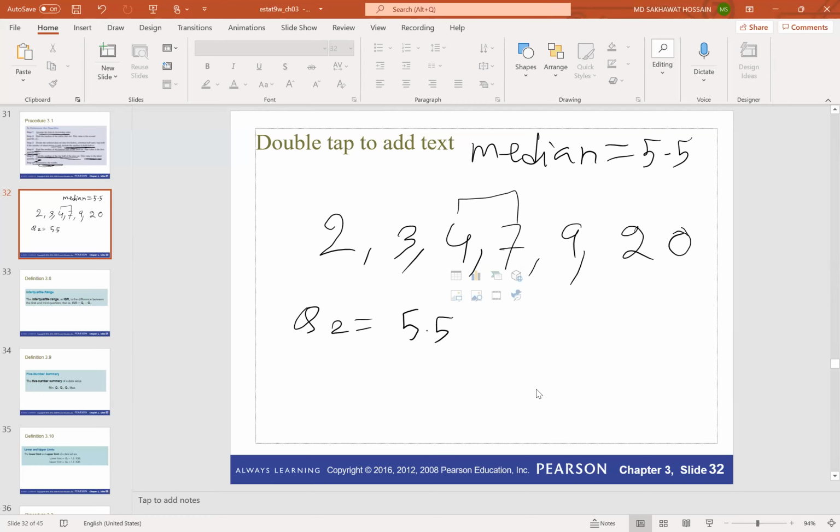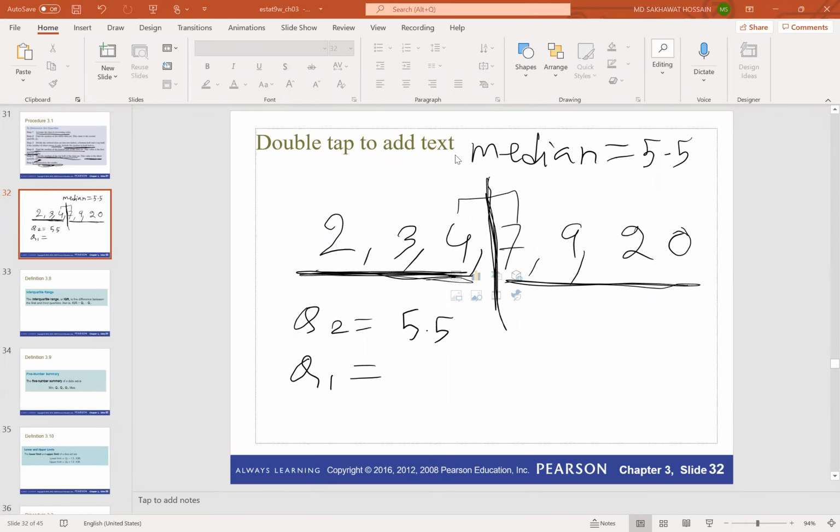So now this number is somewhere in between these two, and it divides the data set into two parts. This is the bottom half and this is the top half. So now we'll calculate Q1. Q1 is the median for this bottom half. So what is the median for this bottom half? 3.